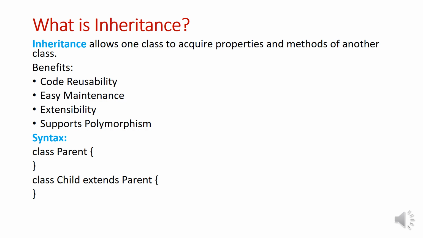Here the syntax of inheritance is given. The first class is a parent class, which is called the base class or superclass, and the second class is the child class, which extends from the parent class, that is, the base class. So the parent class is a base class, and the child class is a subclass.